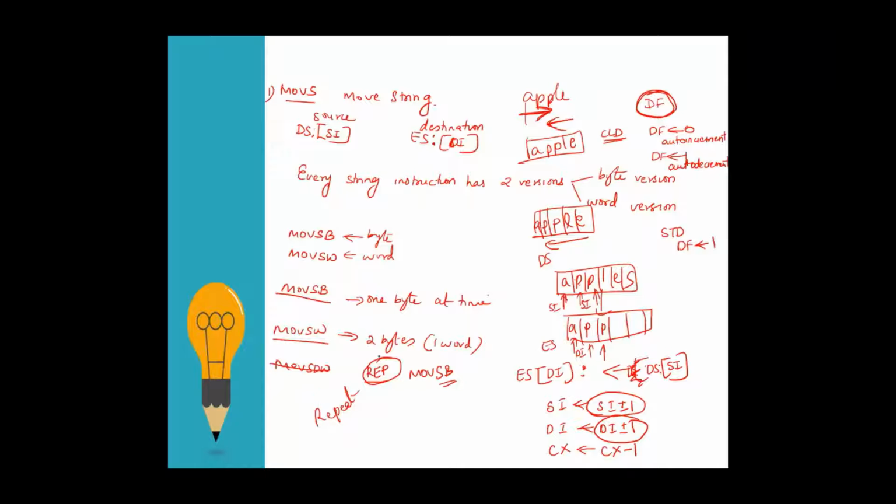And how many bytes will be moved? The number of bytes that will be transferred depends upon the value of the CX register. Got it, everybody?